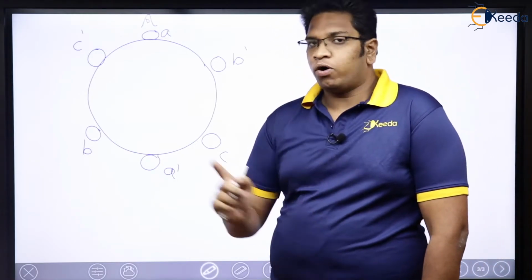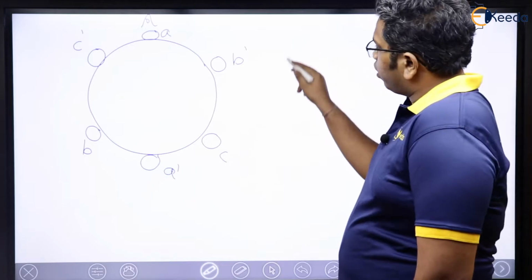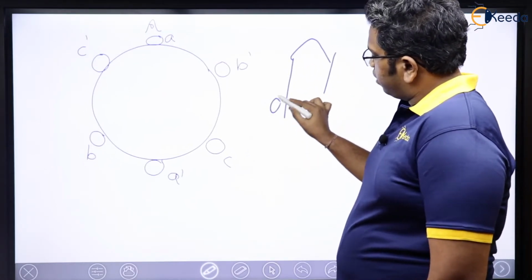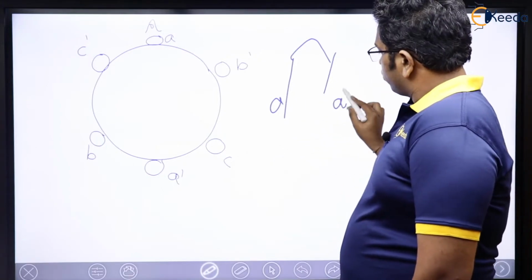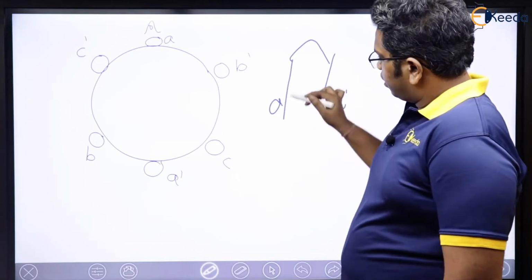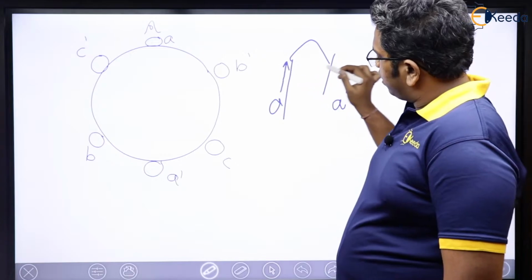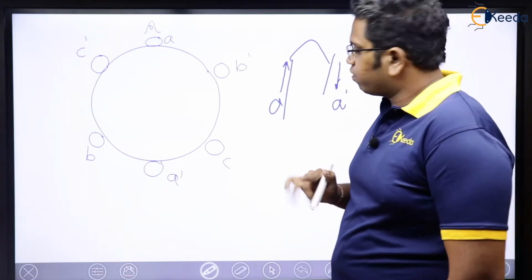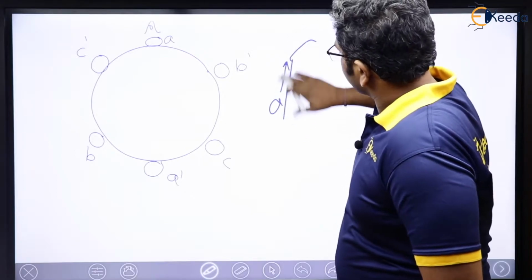Why? Because it is going to be a coil like this, right? If this is A, then this is going to be A dash. If current is entering here, then it has to compulsorily leave here. Why? Because it has to form a closed circuit. We know that from the basics. Now, see here.